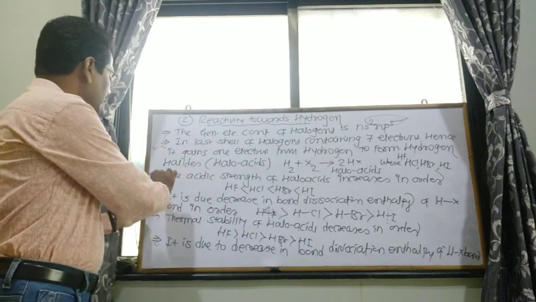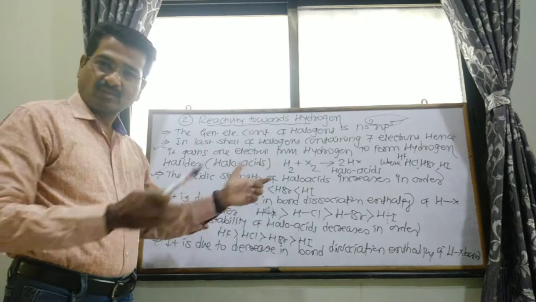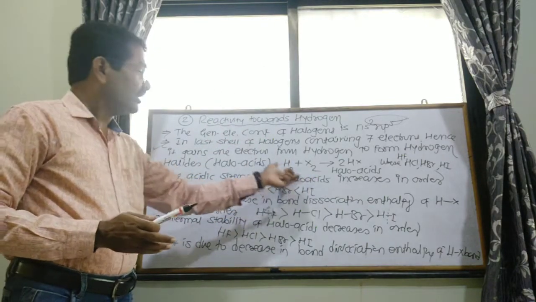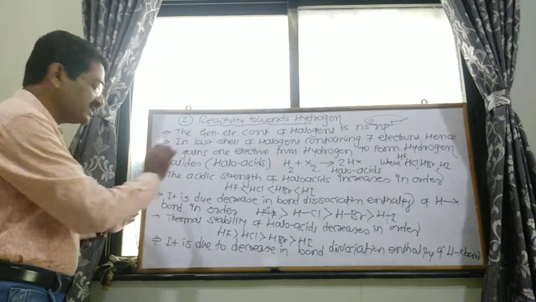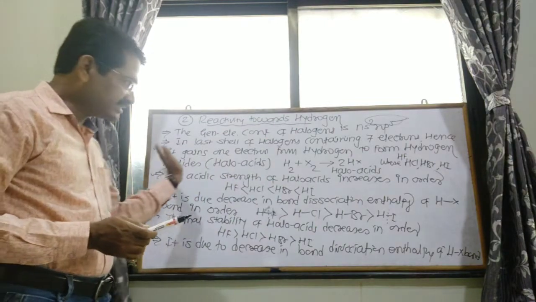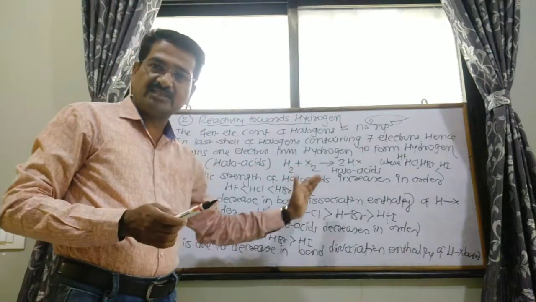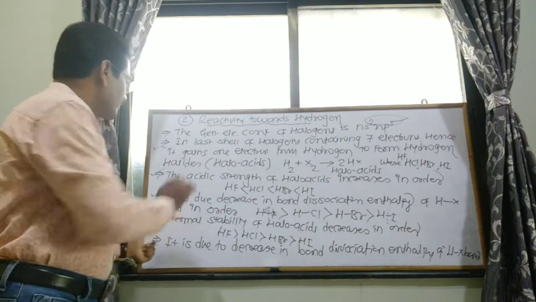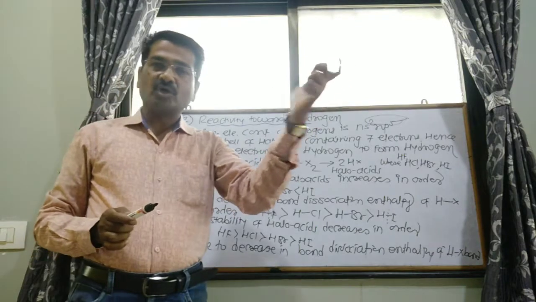Second point, the acidic strength. What does it show, decreasing or increasing order? That is increasing order. Why it shows that, then it gives a reason. Third point, why the acidic strength increases. Its reason is bond dissociation enthalpy. Then thermal stability. Its thermal stability also decreases.